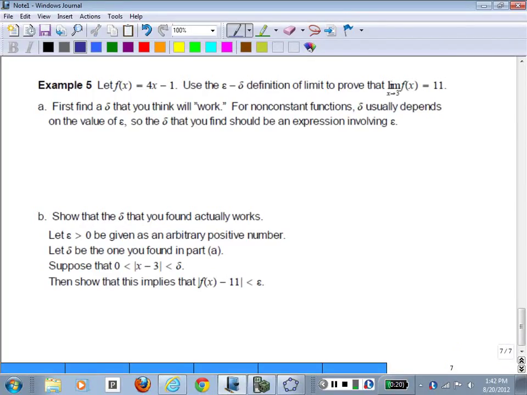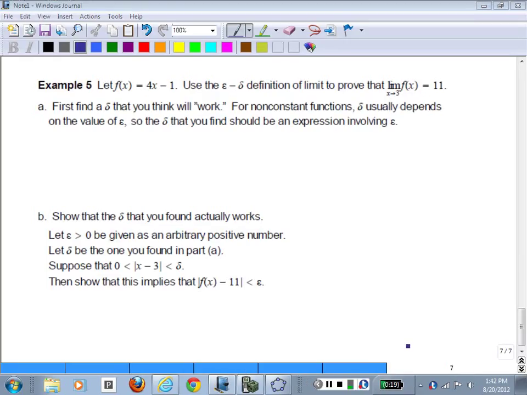Let f of x equal 4x minus 1. I'm going to use the epsilon delta definition. Plug this in. To prove it, limit of f of x as x approaches 3 equals 11. First of all, you think it might be true.